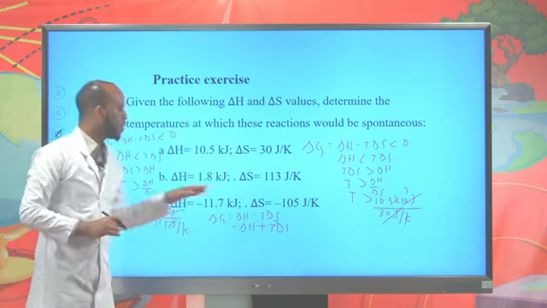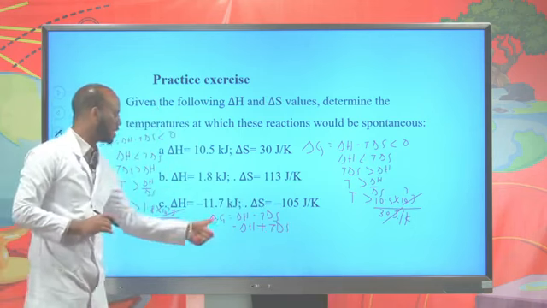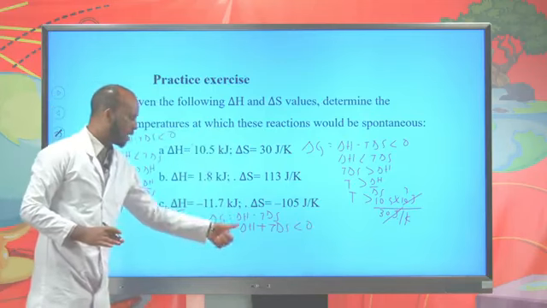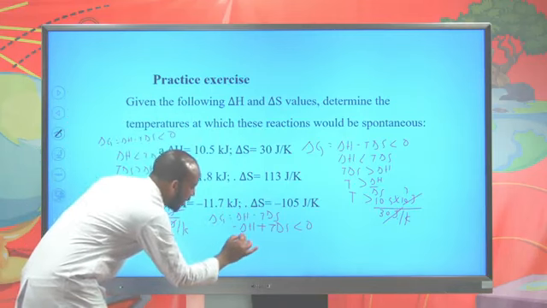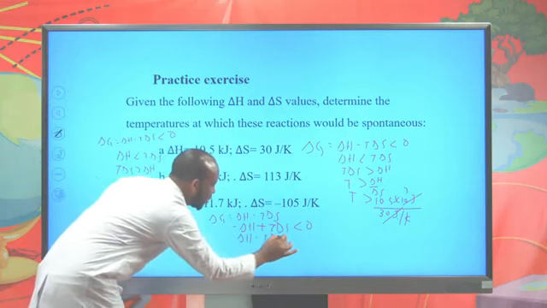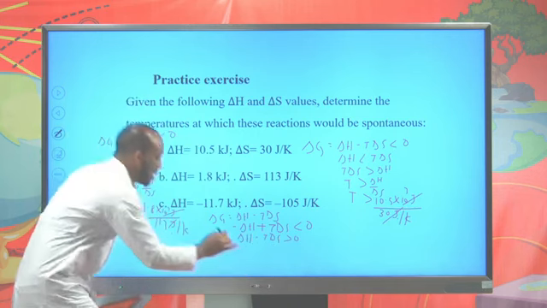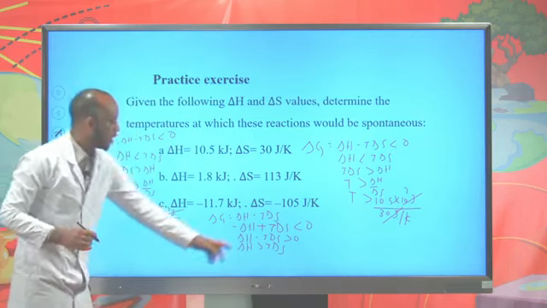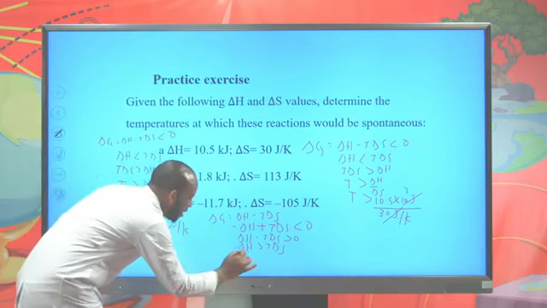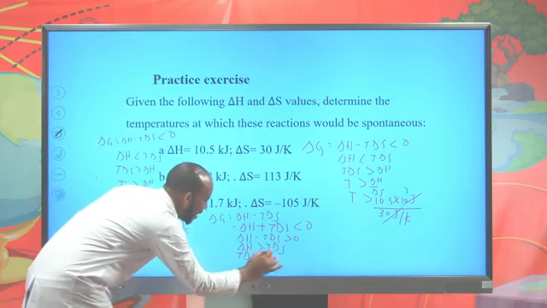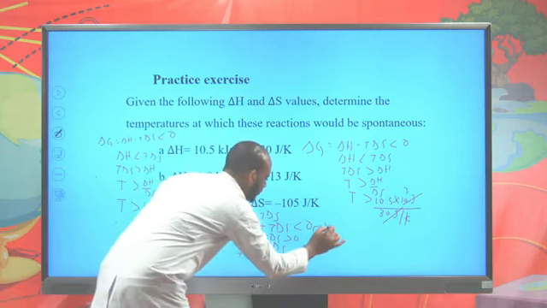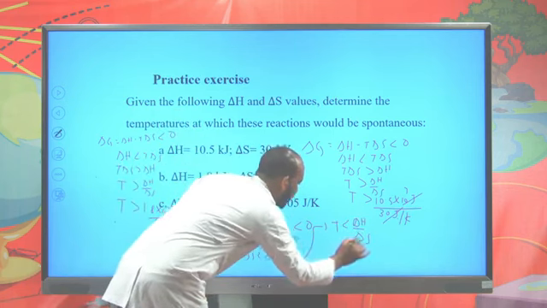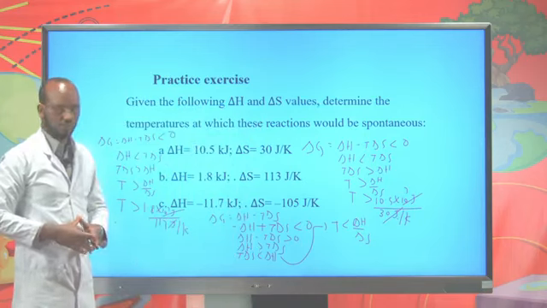For this reaction to be spontaneous, the Gibbs free energy change, delta G, must be less than 0. Multiply both sides by negative 1. We can write this as delta H minus T times delta S is greater than 0. So delta H is greater than T times delta S, or T times delta S is less than delta H. Therefore, for T less than delta H divided by delta S, this reaction would be spontaneous.